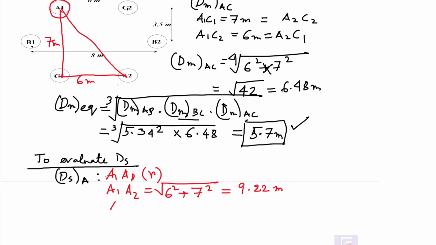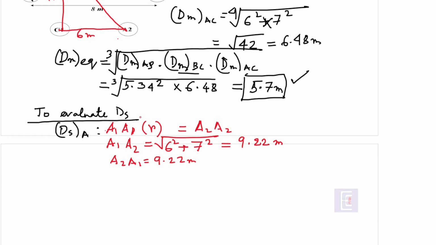Then we move next, A2 to A1, which is exactly the same as that of 9.22 meter, and finally we have again A2 to A2, which is equal to R. So once you calculate DSA, it is basically the radius, but in case of inductance calculation it should be multiplied by 0.7788.